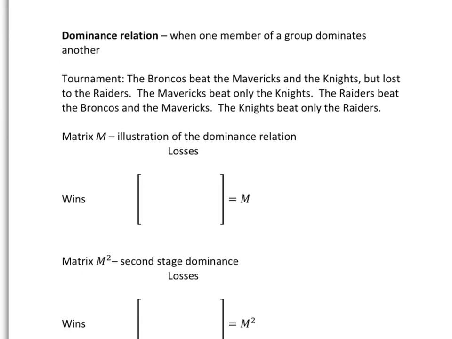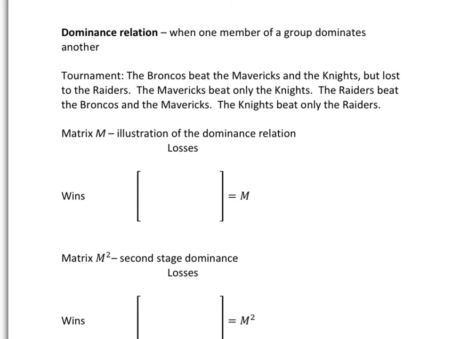So the other type of application here is just a dominance relation. All right, a dominance relation is basically a way to grade teams in a tournament. Okay, so this is a volleyball tournament that's used in this book, and the way that they set it up is the Broncos beat the Mavericks and the Knights but lose to the Raiders. The Mavericks beat the Knights, the Raiders beat the Broncos and the Mavericks, the Knights beat the Raiders. So you fill out the wins and losses in this table, and you get your matrix.